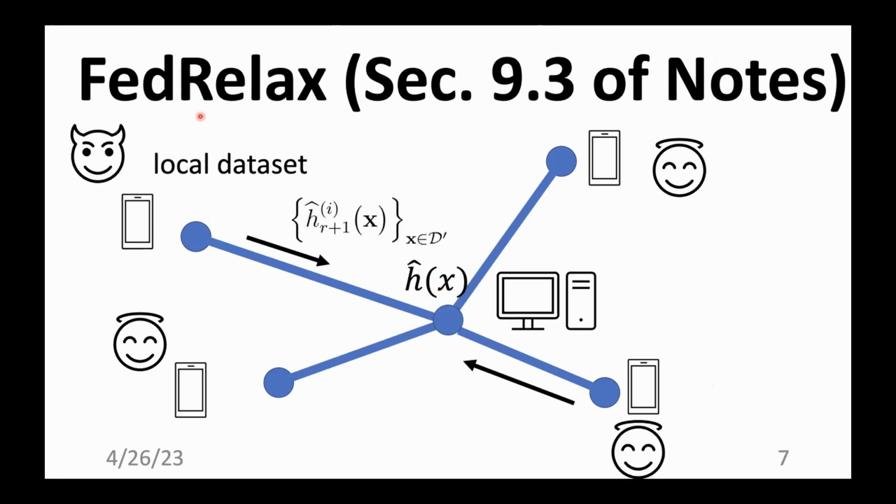This could also be done in this federated relax algorithm, where we do not send weight parameters or parameter vectors, but we send predictions on a test set.